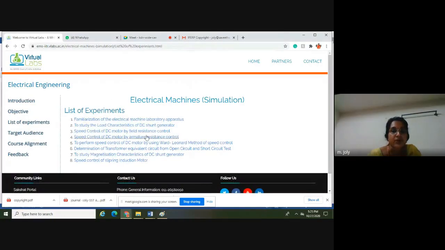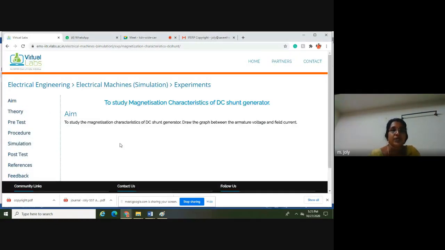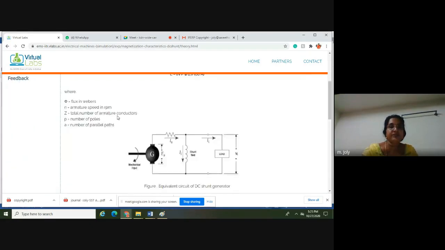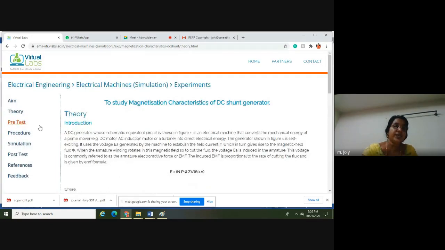Okay, so first of all, we will be seeing the magnetization characteristics or the open circuit characteristics of DC shunt generator. So for your experiment, we will be giving this link only. Okay, then you can go to this link. This link will be displayed. In that, what their aim is there, theory is there. Theory part you can write from here. Okay, in short you can write.